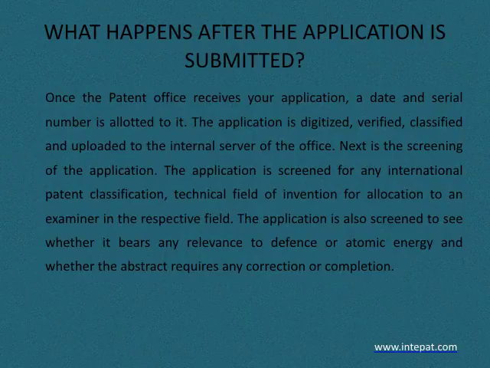Now, once the patent office receives your application, a date and serial number is allotted to it. This date is the priority date. The application is digitized, verified, classified and uploaded to the internal server of the office. Next is the screening of the application, wherein it is screened for international patent classification and technical field of invention, so that it can be allotted to an examiner in the respective field, so that he can go through your application and see whether there exists another application similar to that, whether your application is debarred on any other grounds, etc. The application is also screened to see whether it bears any relevance to defense or atomic energy and whether the abstract requires any correction or completion.